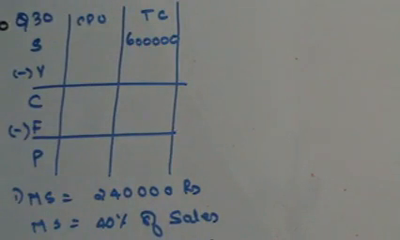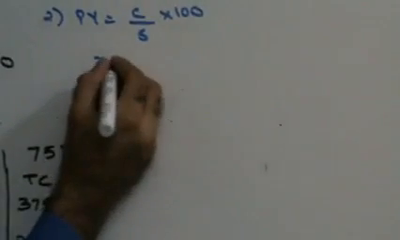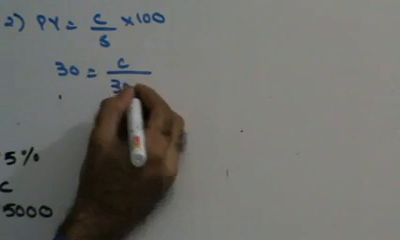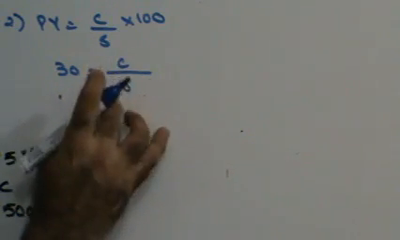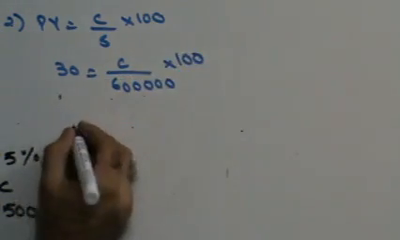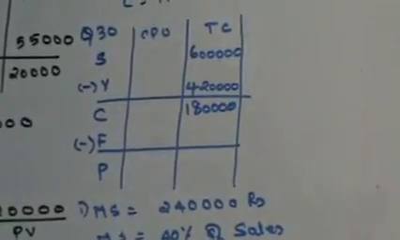Right? Next, they have also given you that PV is 30%. So I can say PV is C upon S into 100. PV is 30 is C upon S. S is 6 lakhs, sorry, into 100. Someone please calculate. C will be 1,80,000. So contribution is going to be 1,80,000. 4,20,000 will be my variable cost.